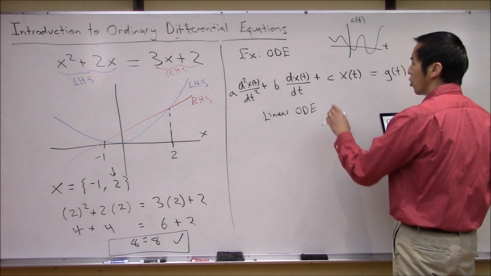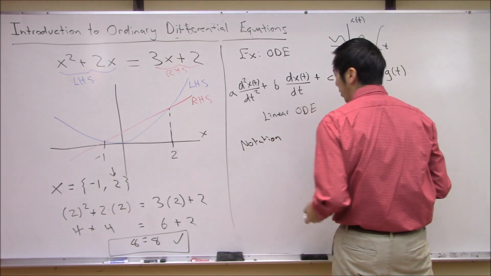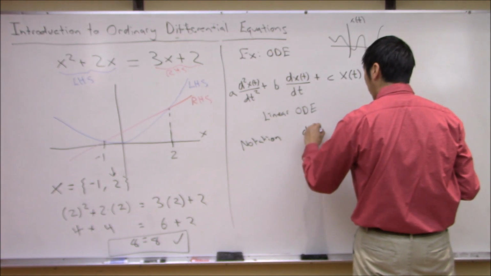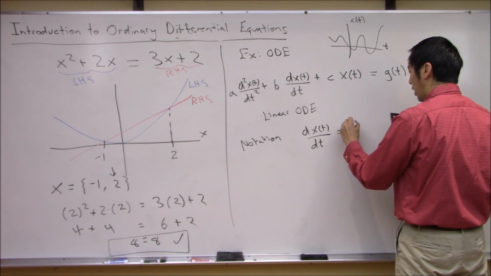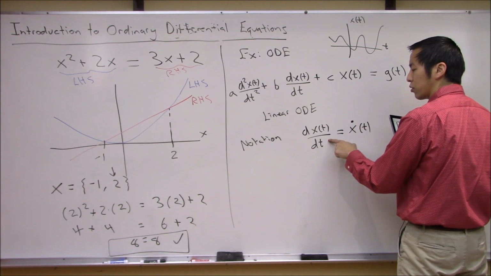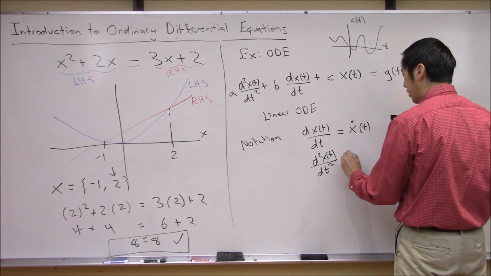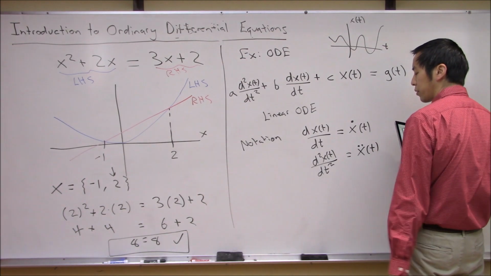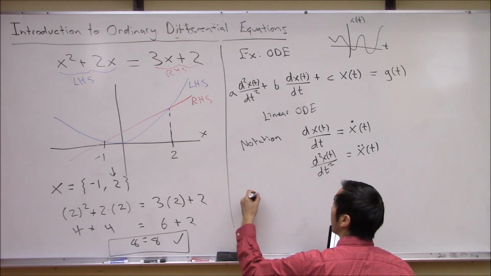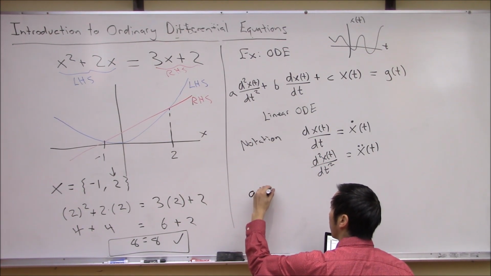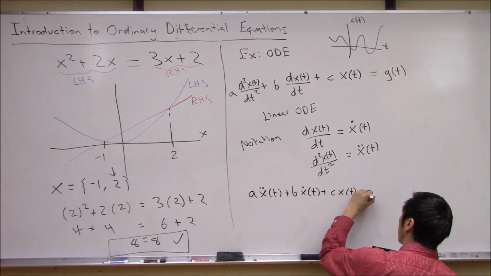Now, let's make another note on notation. I'm going to use this quite a bit. Instead of having to write dx of t dt, which is a little bit tedious, what you may see is x dot of t. A single dot means a single derivative. Likewise, the second derivative of this function with respect to t is going to be x double dot of t. So an alternative way to write this same ODE using the dot notation, which is a lot more common, is a x double dot of t plus b x dot of t plus c x of t has got to equal g of t.